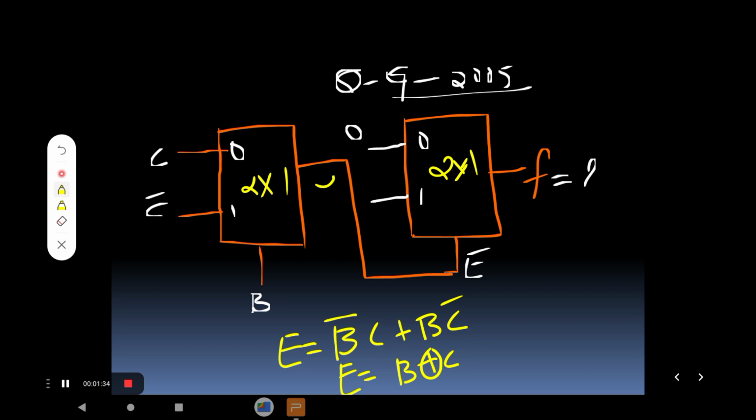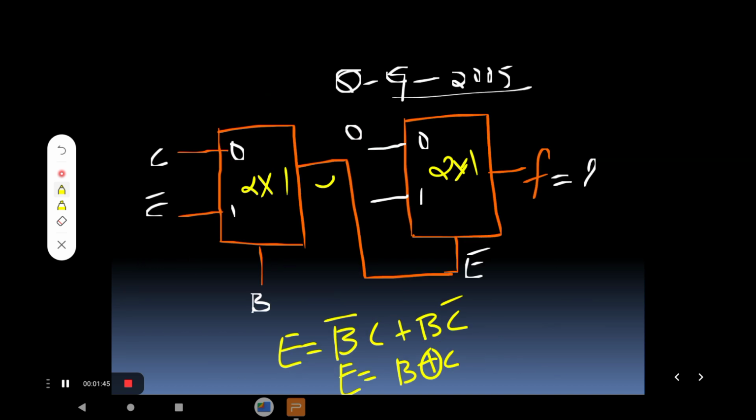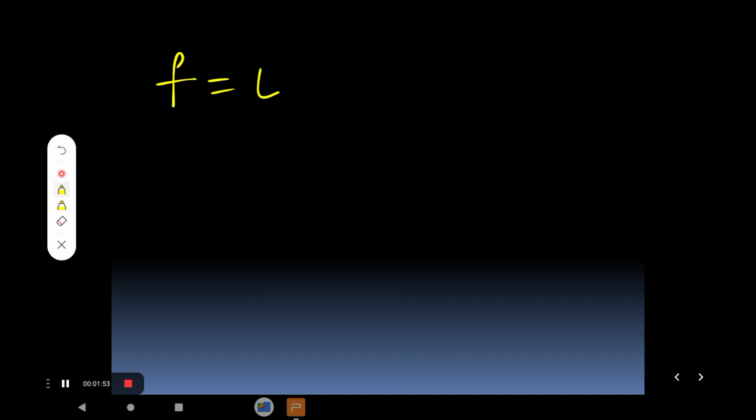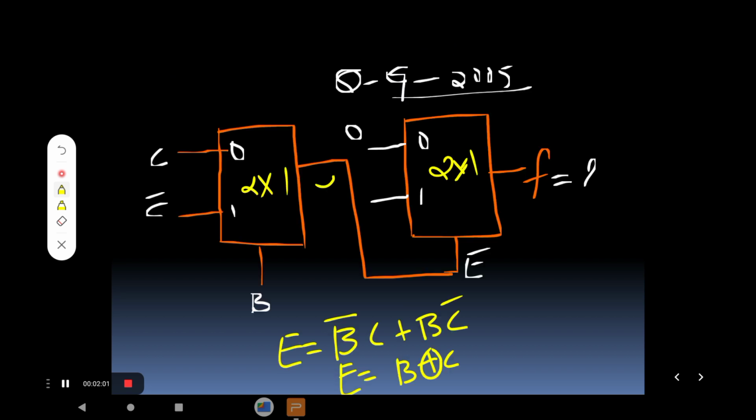So based on that, what is the value of this one? From this output, F is equal to, based on the E bar. If you select E bar, that selects 0, E selects the 1. So I will write the function for this one: E bar of 0 plus E into 1. That value is equal to A actually, so this value is equal to A.